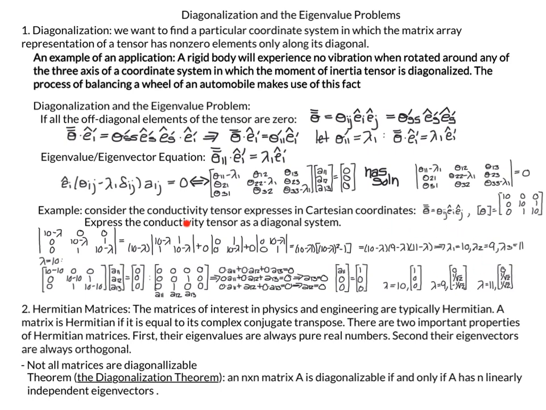We did 2 examples over here. And then the last point was that Hermitian matrices are of particular interest in physics and engineering. They're typically Hermitian. And a matrix is Hermitian if it's equal to its complex conjugate transpose. And there are 2 important properties of Hermitian matrices. First, their eigenvalues are always pure real numbers. And second, their eigenvectors are always orthogonal.